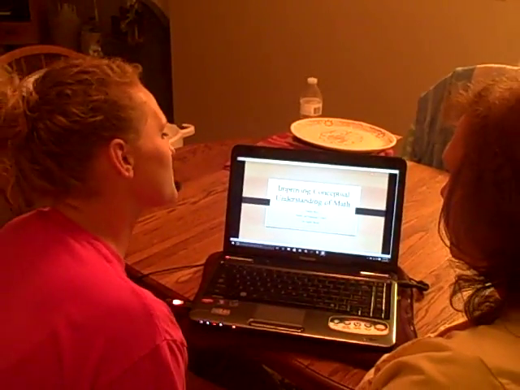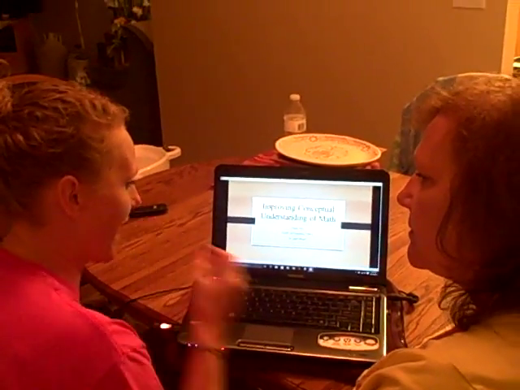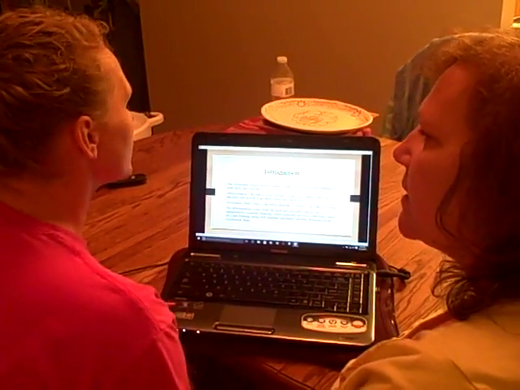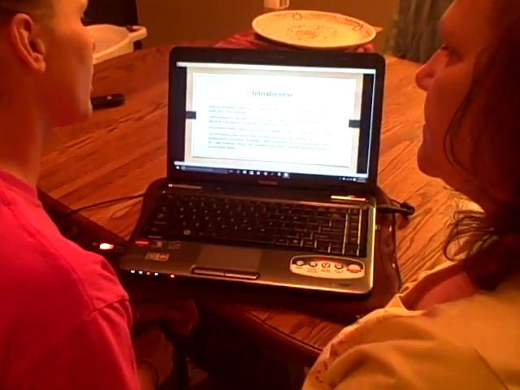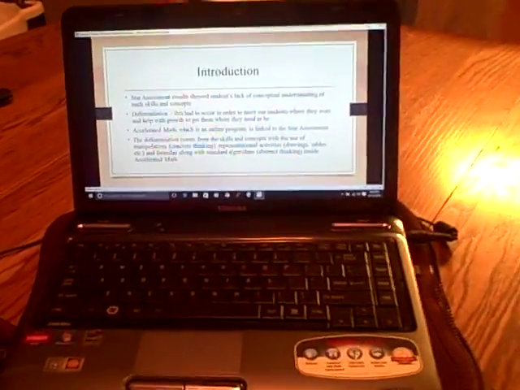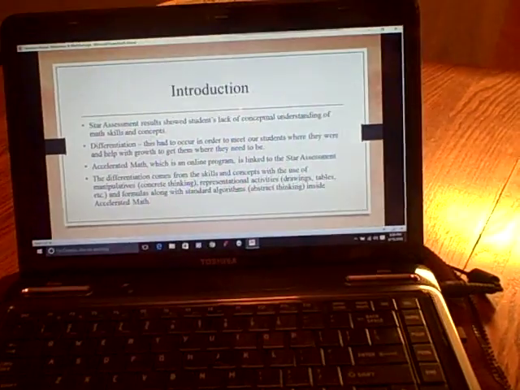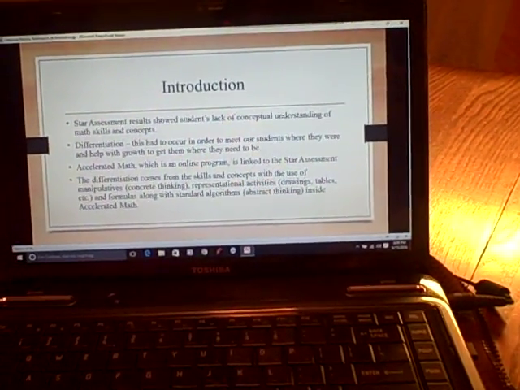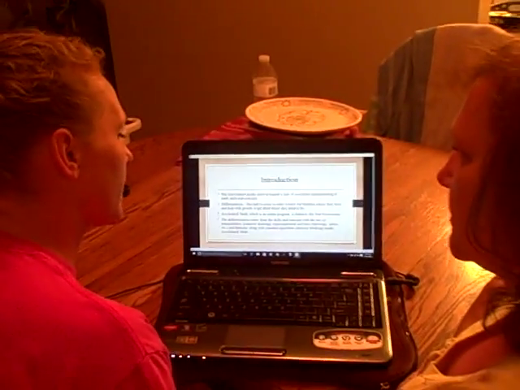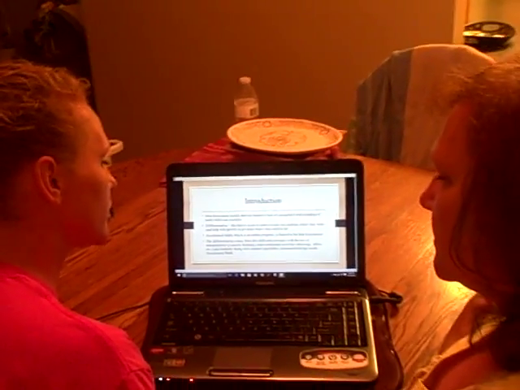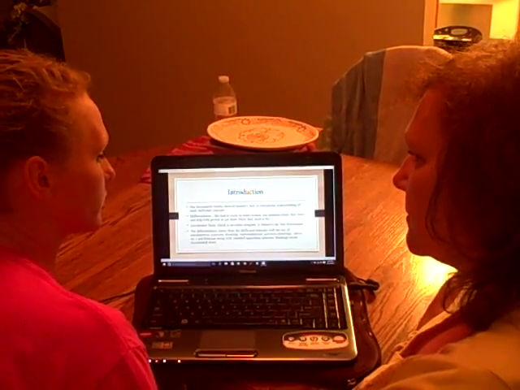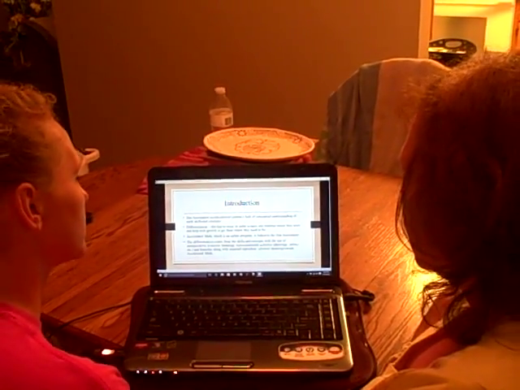So, improving conceptual understanding of math. The STAR assessment results have shown that students lack a conceptual understanding of math skills and concepts. So what we've decided at our school is to implement some other types of differentiation that can help students with the lack of conceptual understanding and fill in those gaps.